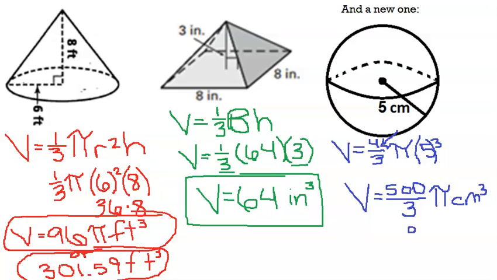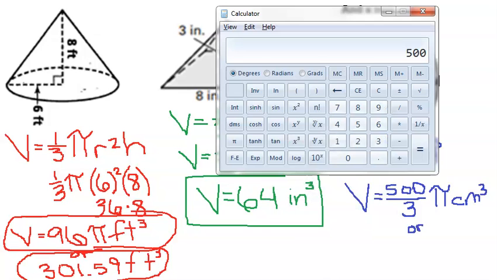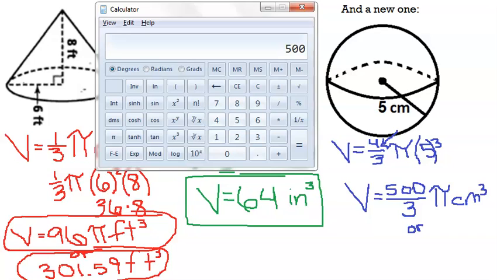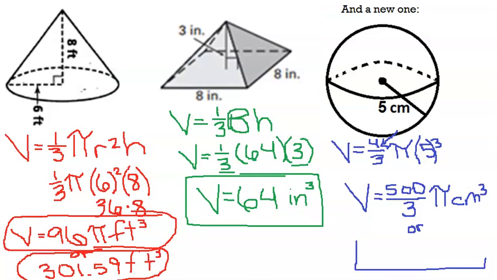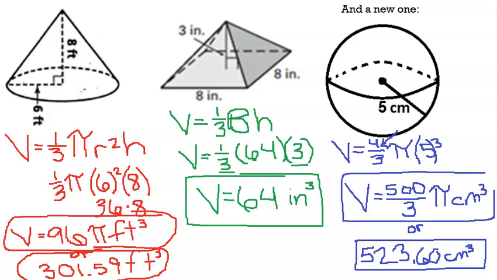Now, that doesn't look really pretty to some people. They don't like having fractions and pi together and all that. So I just want to do it on the calculator, round it as well. If you did 500 divided by 3 and then multiplied that number times pi, you would get 523.60 centimeters cubed. So again, both of these are mathematically correct.